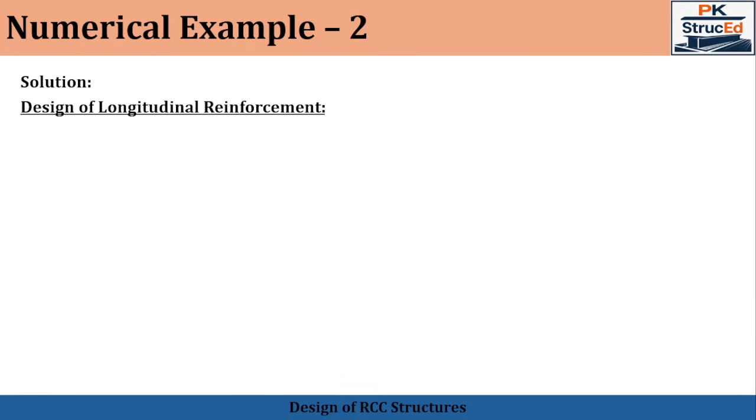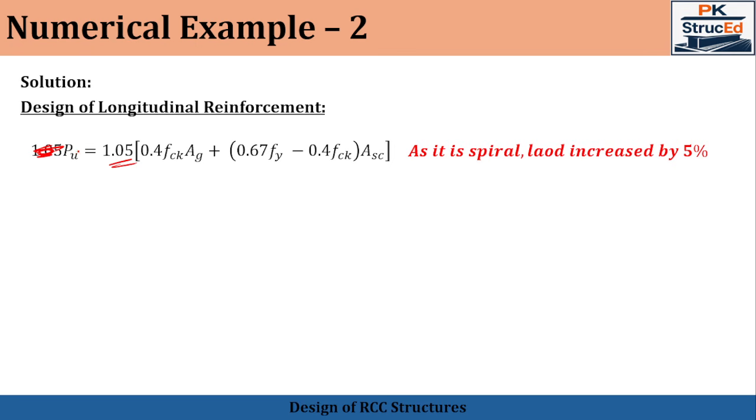Now, we need to go with the design of the longitudinal reinforcement. The same formula which has been applied in the previous case, we'll be applying. But one difference: the column will be designed for spiral or helical reinforcement. In that case, the load carrying capacity of the column will be increased by 5%, which gives a high load carrying capacity. That is the reason we are multiplying this Pu with 1.05, that is a 5% increment. All other formulas remain the same as what we followed in the previous problem, and you don't need to consider this one.